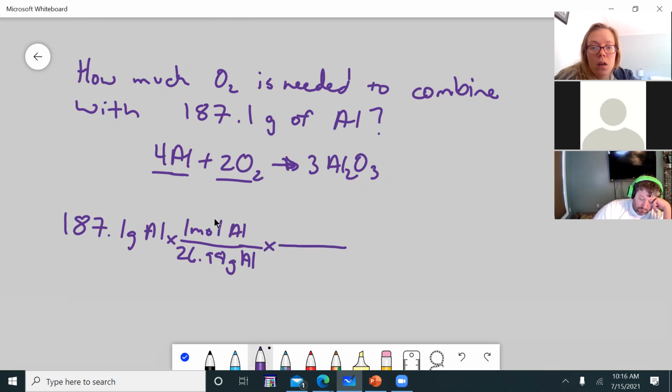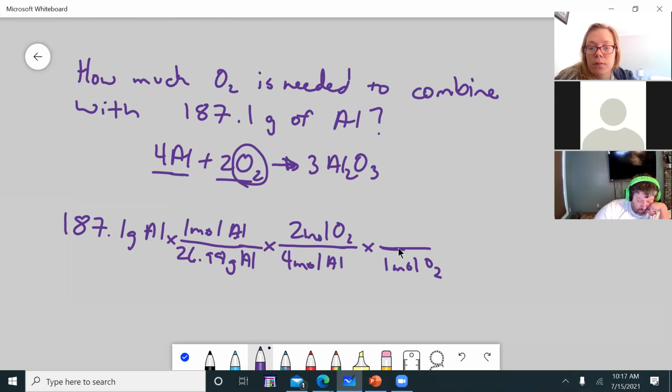Then we want to relate these two things to each other. Since moles of aluminum is up here, we're going to put the mole of aluminum down here. So 4 moles of aluminum for every 2 moles of the oxygen. Final step. For every 1 mole of O2, treat this as a packet. There's 2 of them. We get 32 grams of O2. Your diatomics, you do need to take into account having 2 of them.